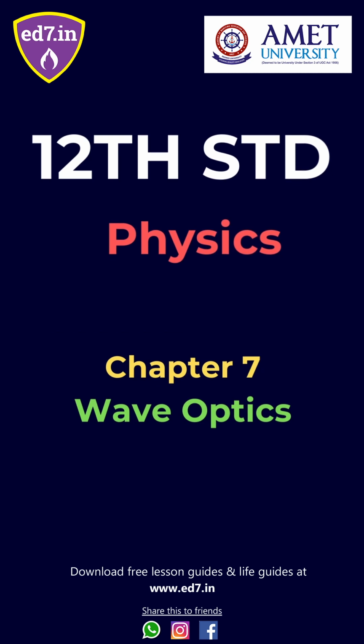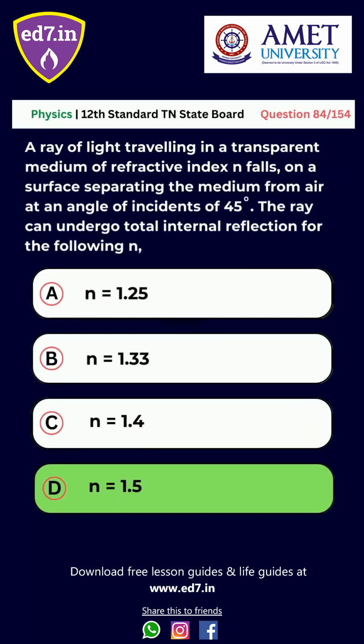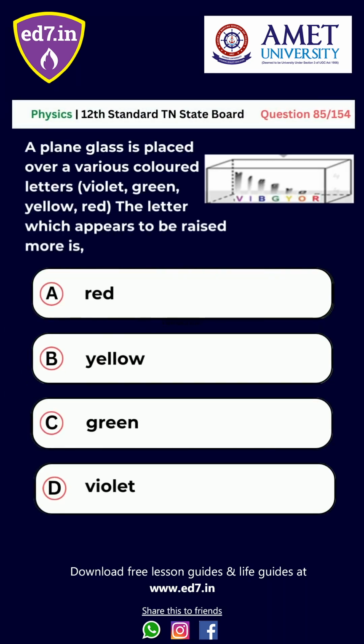Chapter 7, Wave Optics. Question number 85. A plain glass is placed over various colored letters: violet, green, yellow, red. The letter which appears to be raised more is option A red, B yellow, C green, D violet. And the right answer for this question is option D violet.